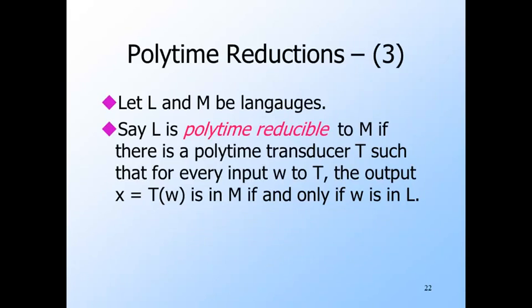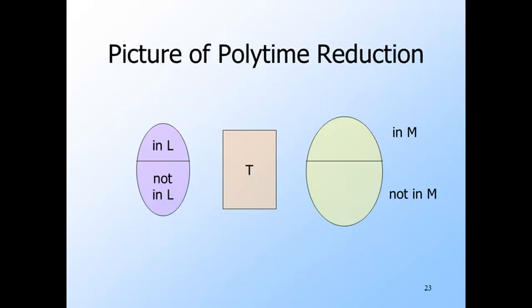We say L is polytime reducible to M if there is a polytime transducer T that takes an input W that is an instance of L, produces an output X that is an instance of M, and the answer to L on W is the same as the answer to M on X. That is, W is in L if and only if X is in M. Here is a picture to help us remember what a polytime reduction does.